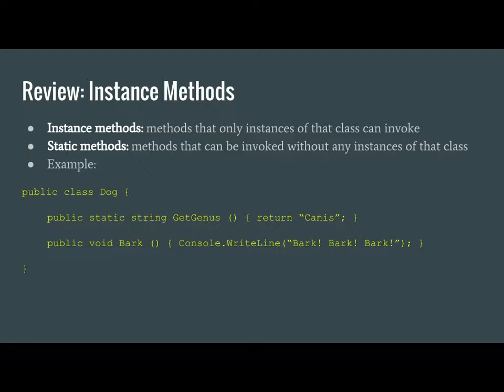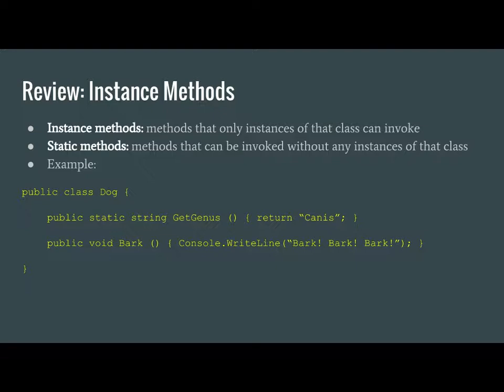So why is this one static and the other one is not? Well, for all dogs, regardless of what kind of dog it is, Shih Tzu or Husky, whatever it is, they all belong to the same genus, right? So that's why it's static. It's associated with the class. It's not necessarily associated with any instance of Dog. However, if we want a dog to bark, we need to actually have a dog. So we need an instance to invoke the bark method. Therefore, this bark method should not be static, but an instance method. Does that make sense?